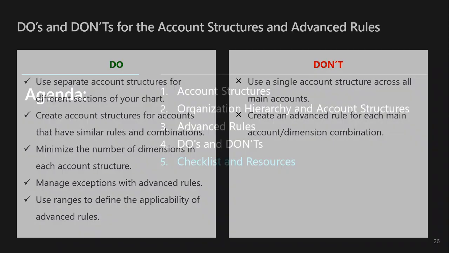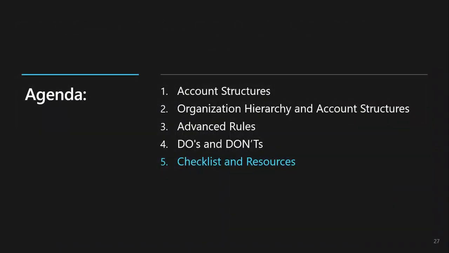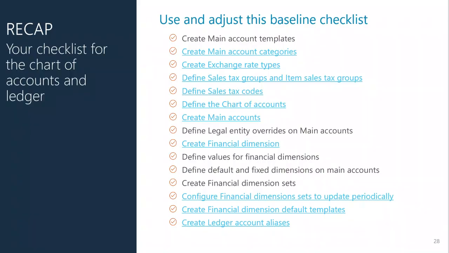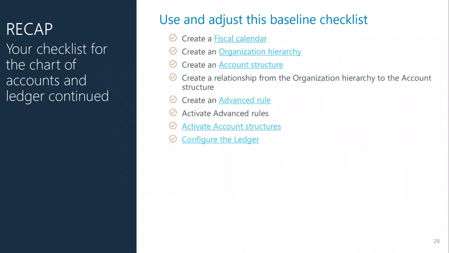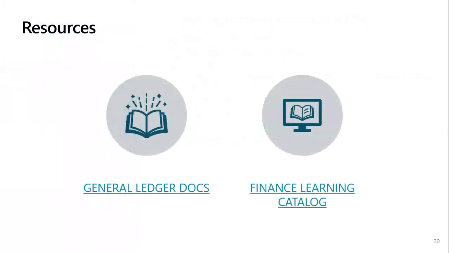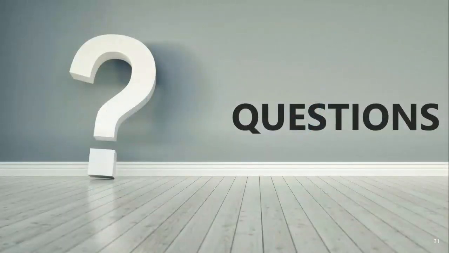So, kind of wrapping up with our checklist and resources. Again, we do have the same checklist that we put together for the previous sessions. I'm not going to spend a lot of time here. This will be available as a PDF with your particular implementation as that guideline to help make sure you're remembering all the steps that you need to go through. And we've also got our link out to the general ledger docs and the finance learning catalog. So with that, we are going to open it up to questions.